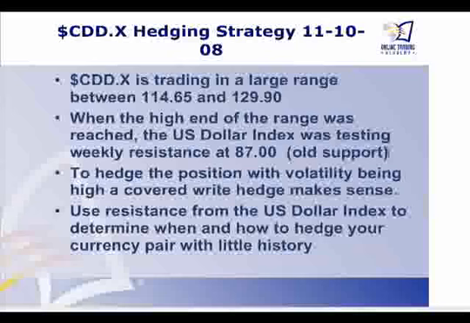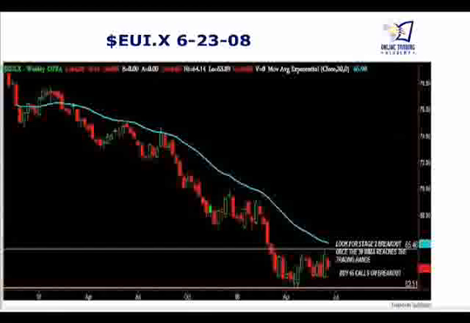And seeing as how that's the case, it's possible now, since I have resistance, to actually sell upside protection. And again, if I get called away, I'll have to figure out a way to re-enter the position, but that's okay. So I'm using the resistance from the dollar index to determine when and how to hedge my currency pair, especially the ones that are brand new, like some of the currency pairs from the ISE here that don't have as much history. Okay. So we're moving on here now to the euro, and notice my chart of the euro here.